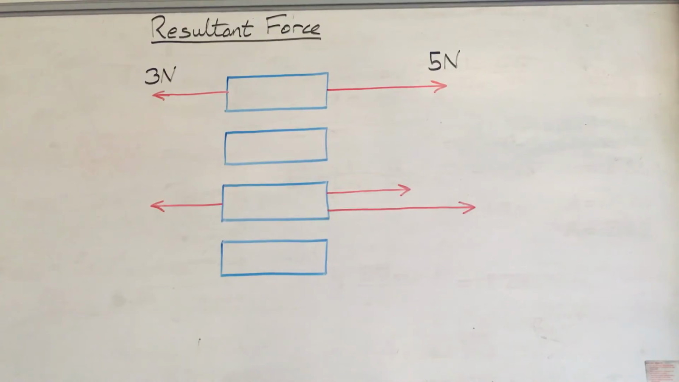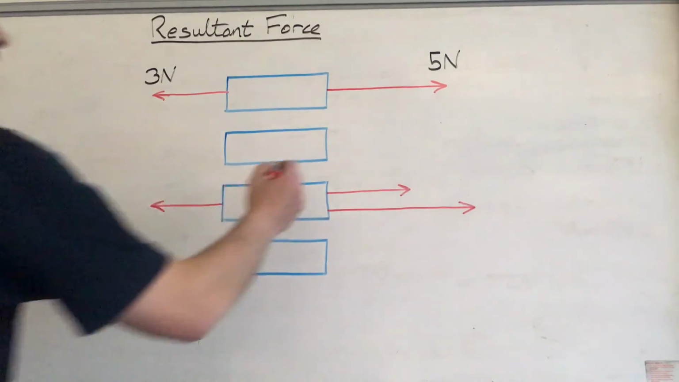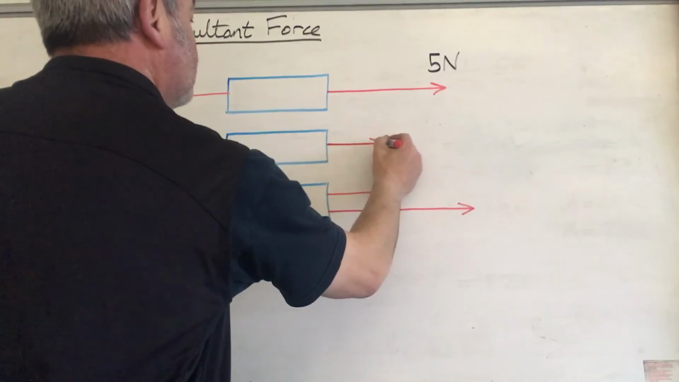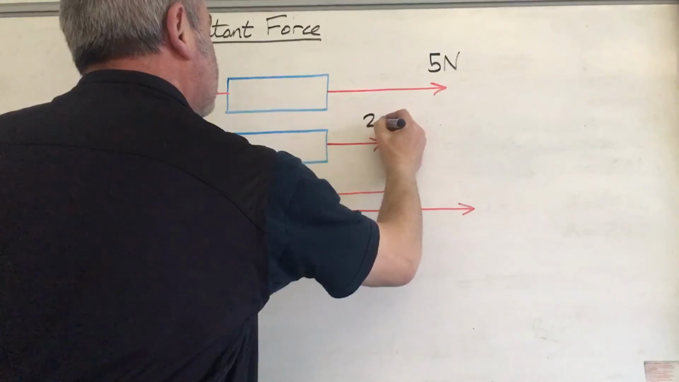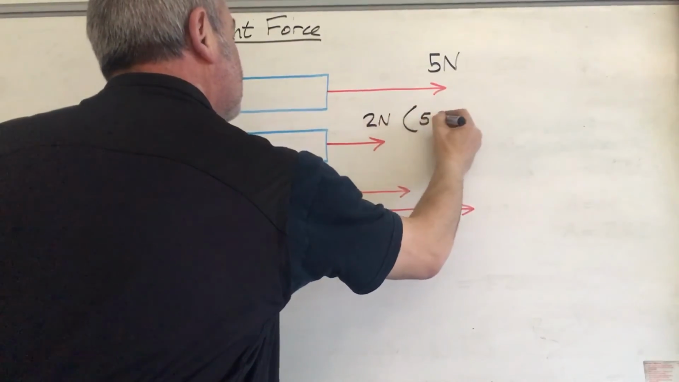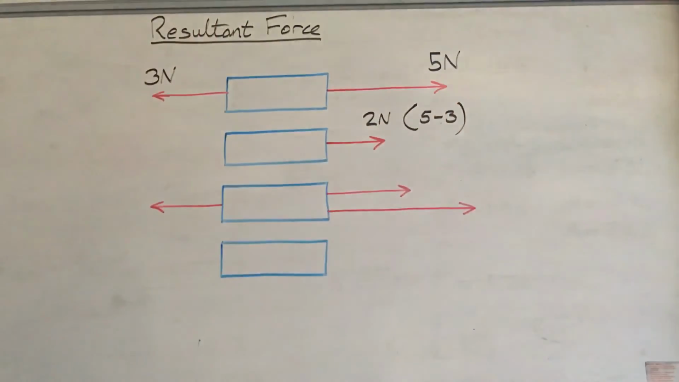This can be rewritten as 2 newtons to the right. In other words, 5 take away 3. You take the larger of the forces, subtract the smaller, and that gives you the size of the resultant force, and the direction is in the same direction as the bigger of the two forces.